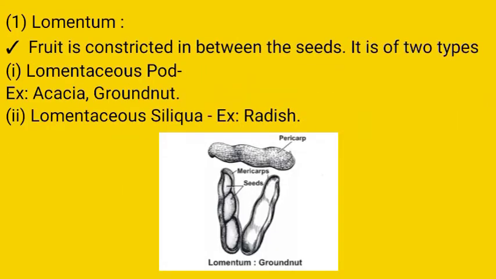Lomentum. In this type, the fruit is constricted in between the seeds. It is of 2 types. Number 1, lomentaceous pod, example acacia and groundnut. Number 2, lomentaceous siliqua, example radish. Let's see the diagrammatic representation of lomentum, particularly lomentaceous pod in groundnut. Check the diagram carefully.